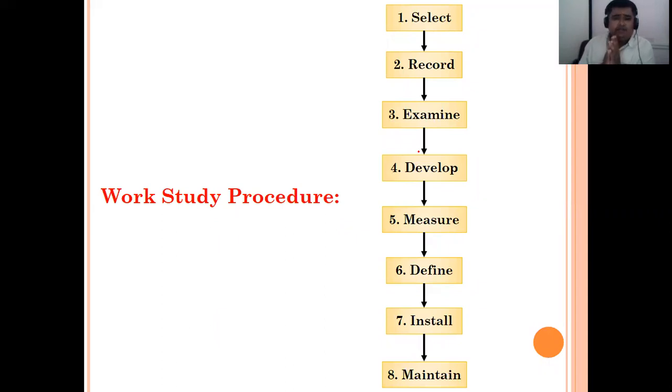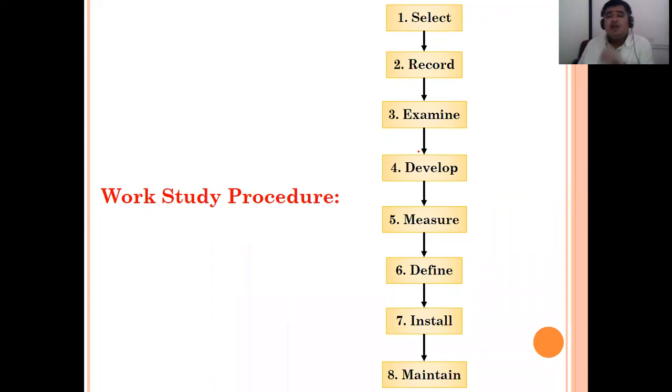First is to select any process which we want to improve. Record the particular process. Record the process means record when each operation starts and when each operation ends. Examine where the delays are, where the unproductive time is, where unnecessary time is used. So examine such points in the particular process. Develop the process. Based on whatever study you have carried out, you can develop the process, you can change certain operations, etc.